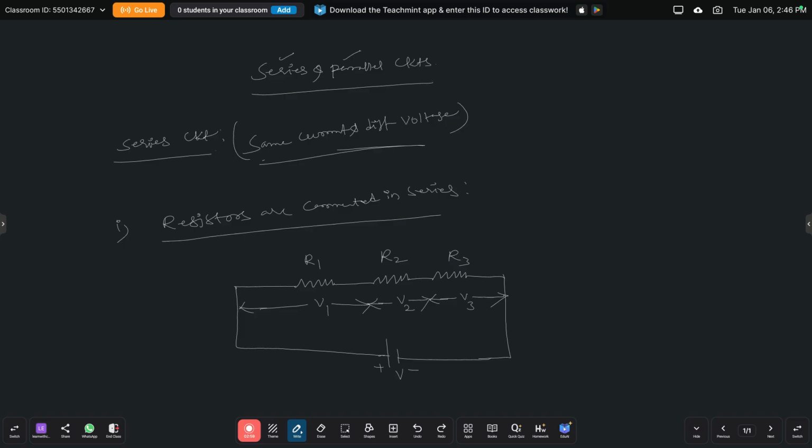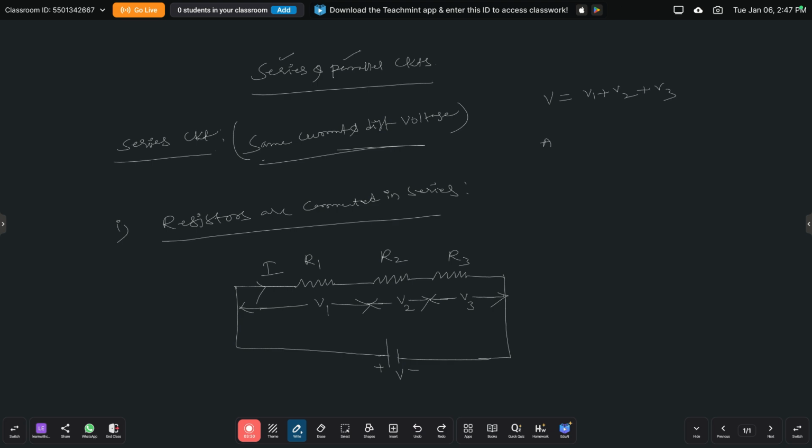Here we are assuming some current flowing through these resistors. Suppose I assume the current I. So I is the current flowing through R1, R2 and R3. The common current flows through all three resistors. Here the total voltage V is equal to V1 plus V2 plus V3.